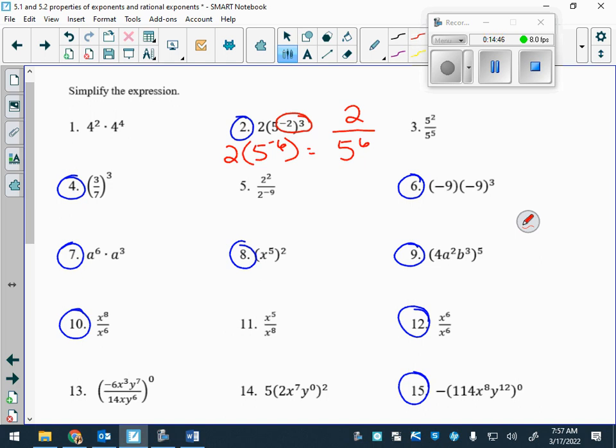Number 4 is correct on the board. You have 2 different bases, but it's raised to an exponent. So each base gets raised to the third. Excellent. So again, 3 cubed, 7 cubed. You could simplify later. Now number 6. What do we have for an answer there? Do not multiply negative 9 times negative 9.